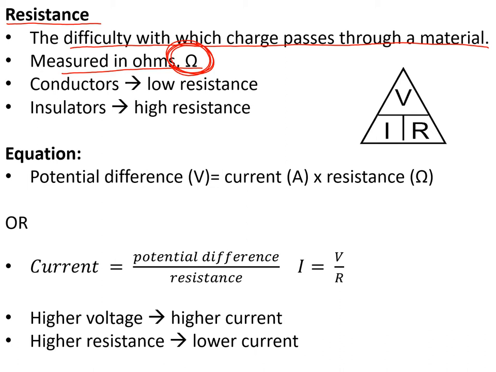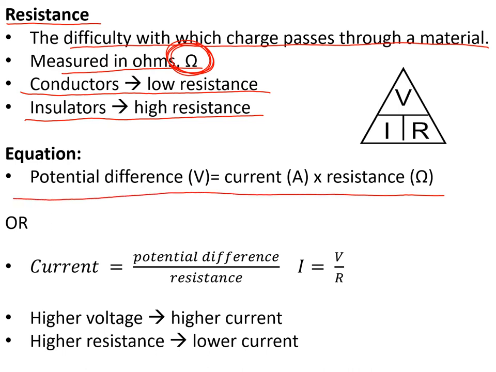Now, things that are electrical conductors that can carry electricity well have a low resistance, whereas things that are insulators that don't carry electricity very well have high resistance. And we get this equation. It says potential difference in volts equals current in amps times resistance in ohms. V equals IR. That turns into this equation triangle, which is a really useful one to remember.